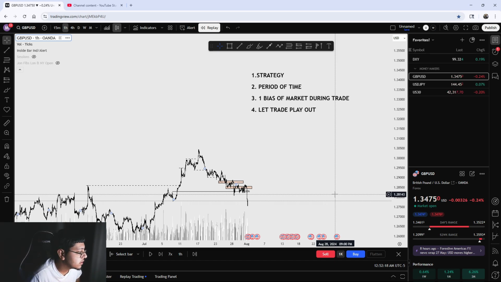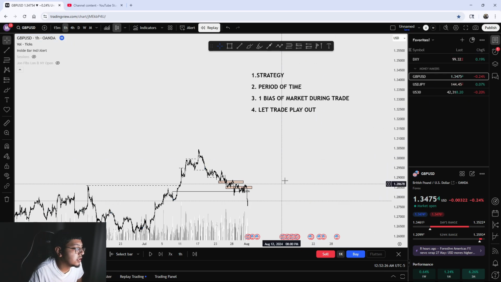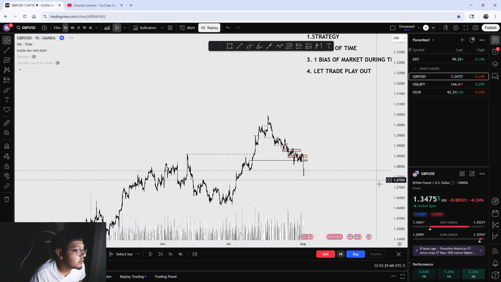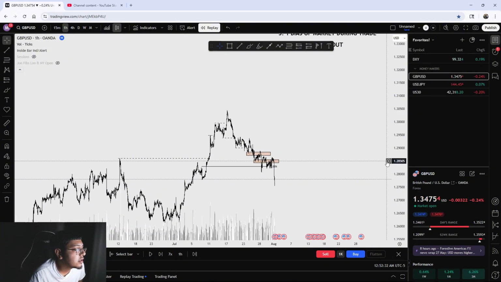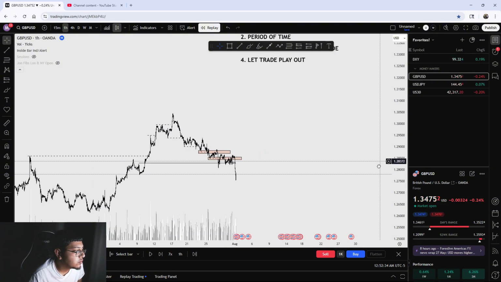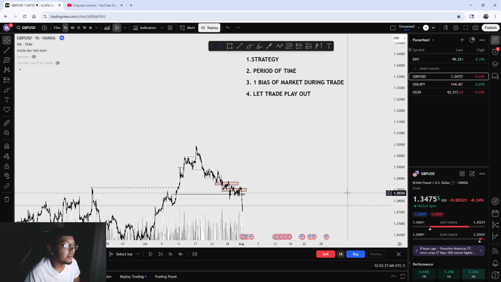Fourth, let trade play out. Just let your trade play out when you're back testing, and just let it play out. It'll show you the results of your trades. So usually my trades will take a couple hours, sometimes to a day or two, but I don't like holding for about 3-4 days. That's too much. And I usually go for a 1.5R or a 2R max. Sometimes every now and then I'll go for a 3R. Usually I like to stick around the 2.5R.